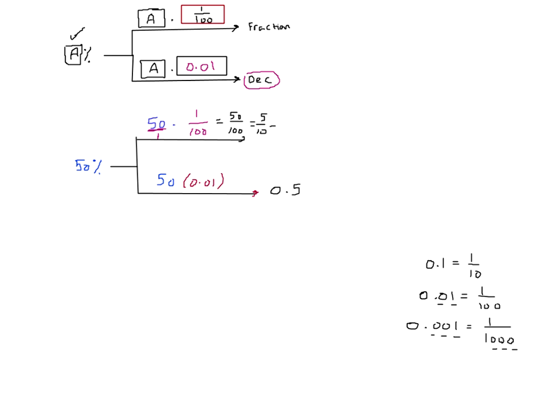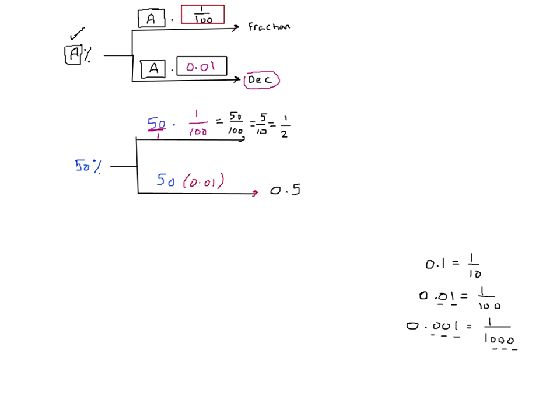I can reduce 50 over 100 and it will give me 5 over 10. If I reduce it even more, that gives me what? Divide top and bottom of the fraction by 5, I get 1/2. Very good. 1/2.